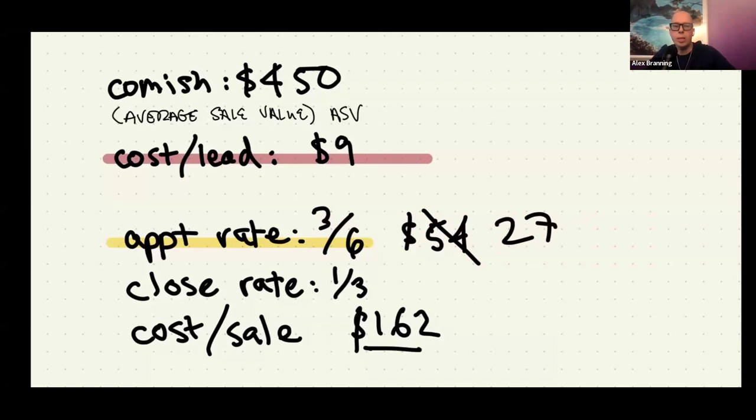So then let's assume that the closing rate does not change. Now, if he's able to get 3 out of 6 to show instead of 1 out of 6, his cost per sale goes down to $81. And he's generating a sale for $81, and he's turning that into a $450 commission. Do you see where you start changing levers and all of a sudden the profitability skyrockets?